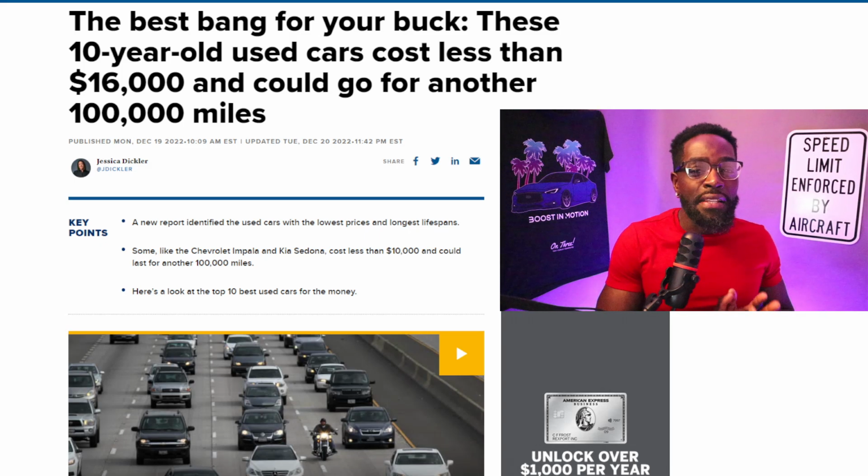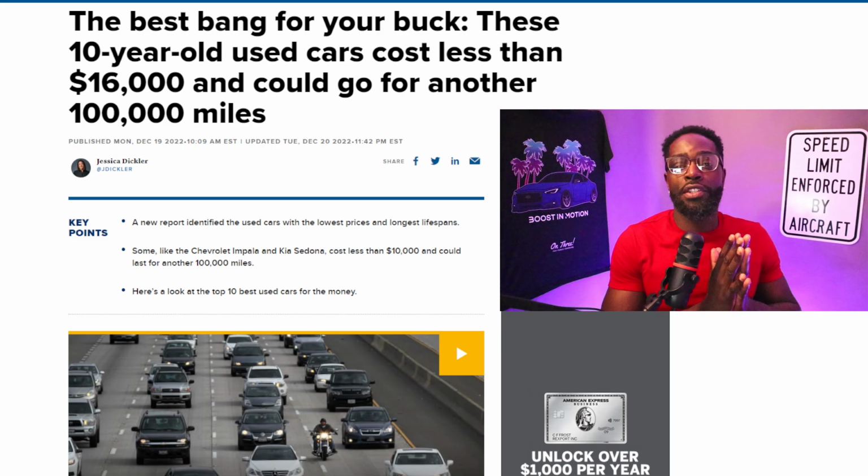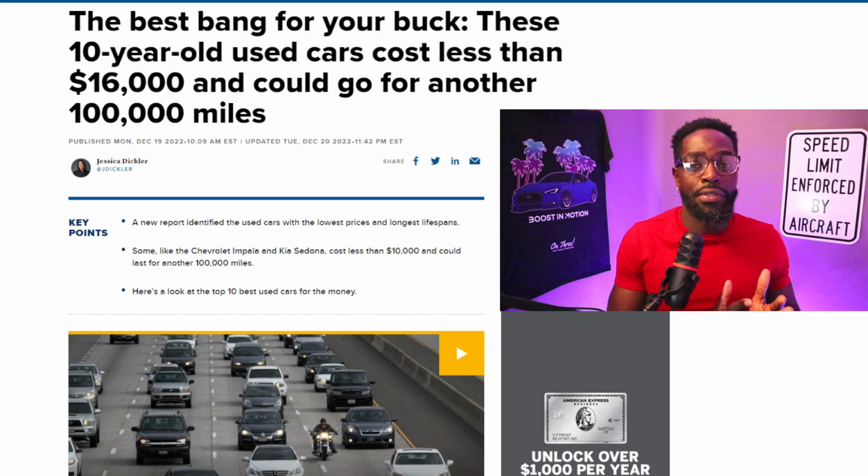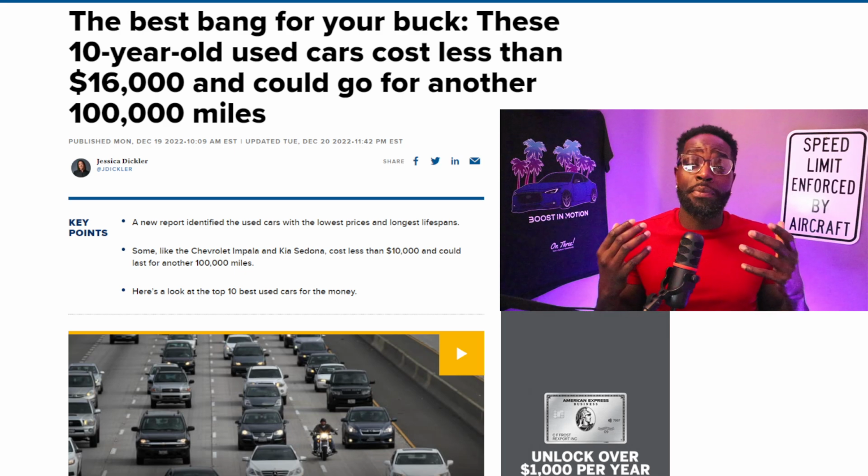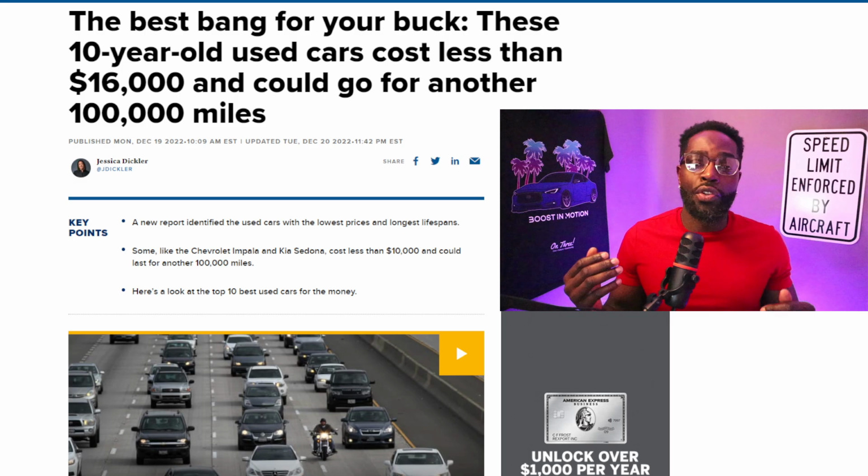The CNBC article says these are going to be the top 10 cars under $16,000 that are 10 years old that you can still get pretty much the best bang for your buck. I'm going to give you guys my honest opinion and reaction to this article, so definitely tap in with me.